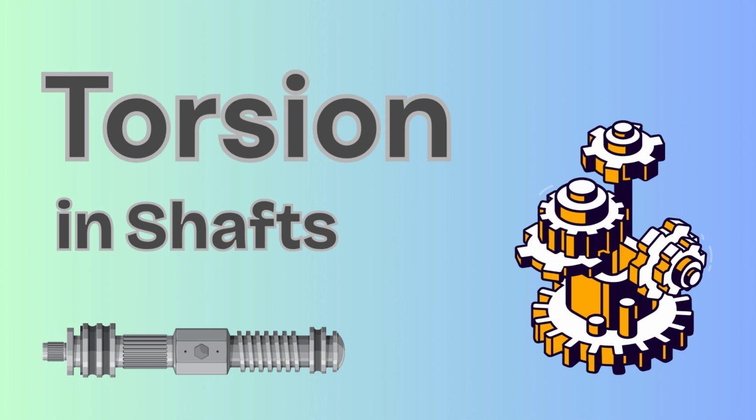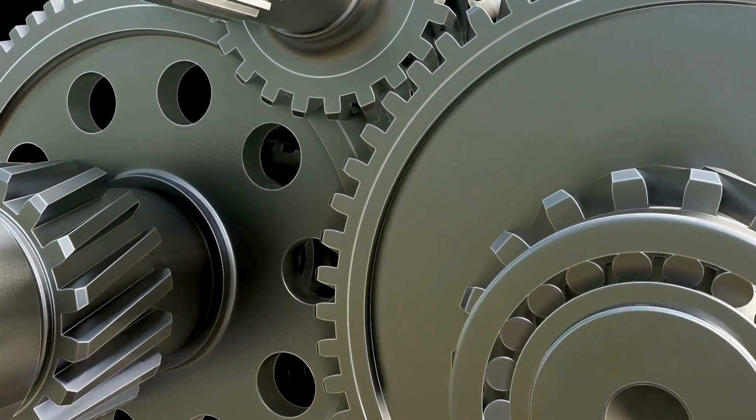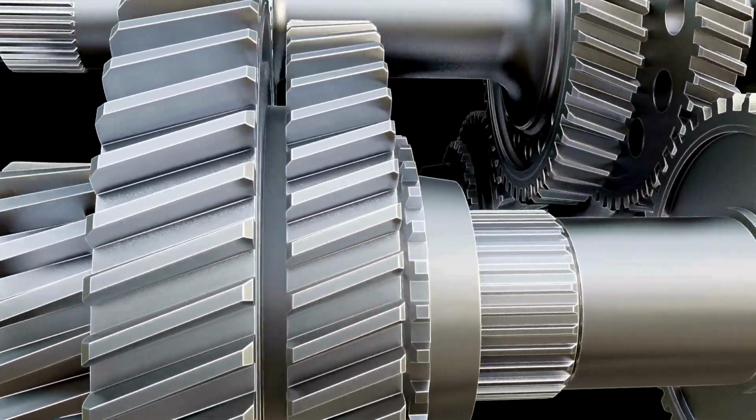Torsion in shafts refers to the twisting deformation of a shaft caused by an applied torque, leading to shear stresses and strains within the shaft's material. This occurs when opposing torques are applied at the shaft's ends, causing it to rotate about its axis. Some basic terms related to shafts and torsion are explained below.